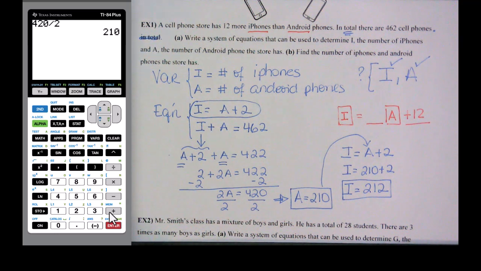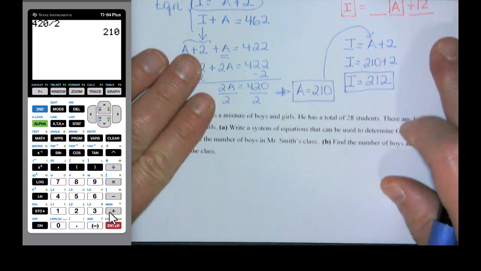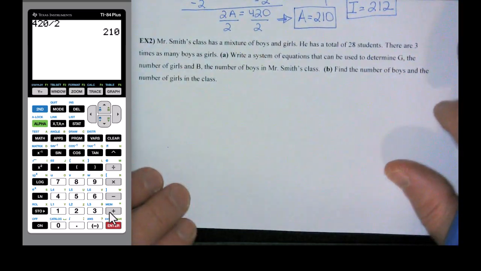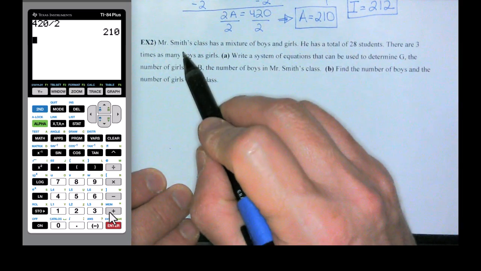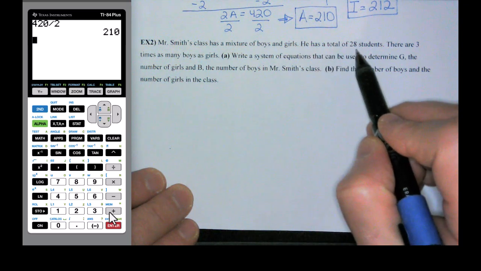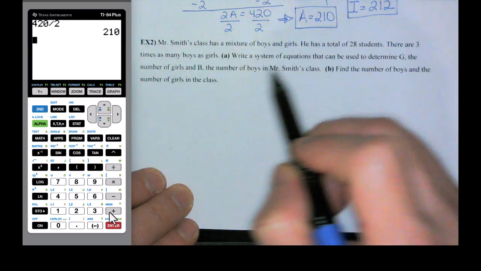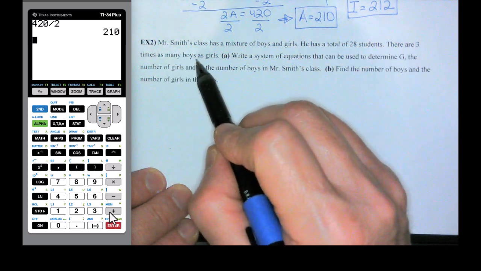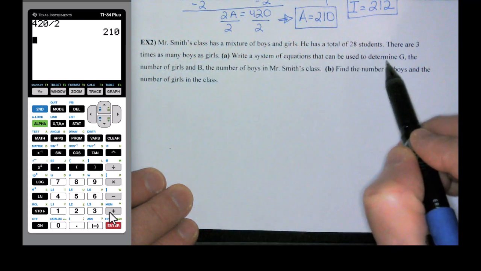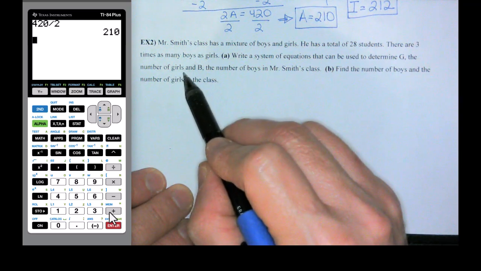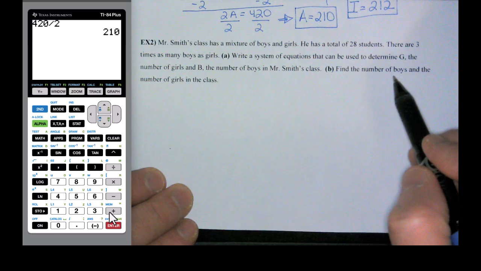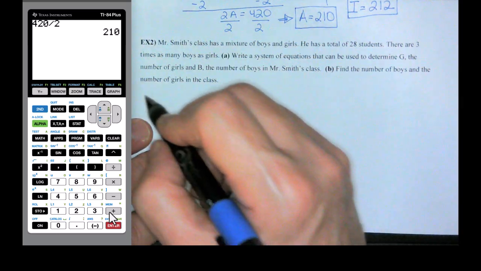Very good. Let's go on to the next problem. Next problem says, Mr. Smith's class has a mixture of boys and girls. He has a total of 28 students. There are 3 times as many boys as girls. Write a system of equations that can be used to determine G, the number of girls, and B, the number of boys in Mr. Smith's class. Find the number of boys and the number of girls in the class.